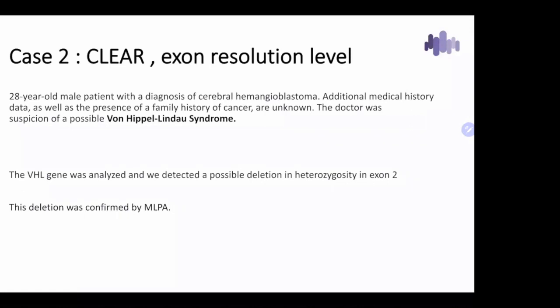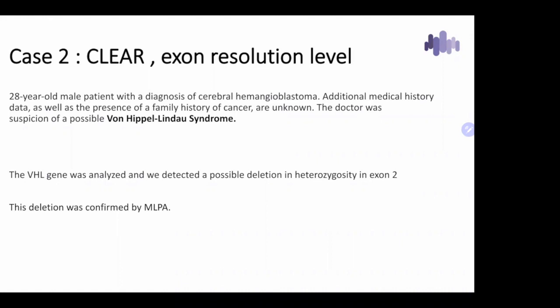The second case came from our hereditary cancer solution, and here is an exome resolution level example of how to use Mastermind. It's a 28-year-old male patient with a diagnosis of cerebral hemangioblastoma. We didn't have any additional medical history or family history of cancer, so the doctor was suspicious of a possible von Hippel-Lindau syndrome.